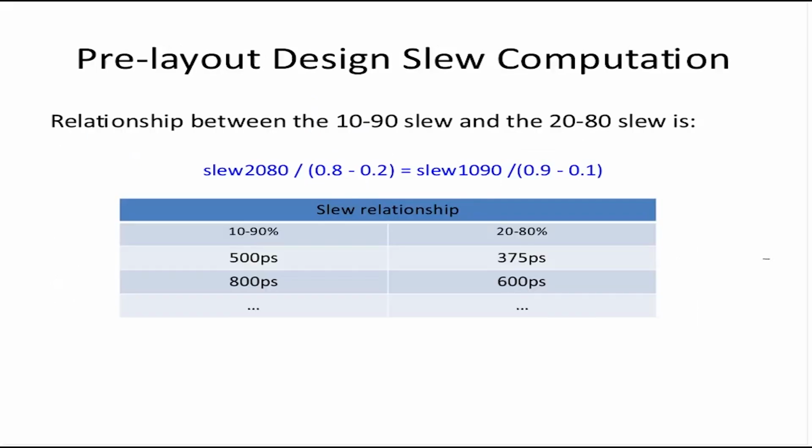This is a formula which tells what the relationship is between 10-90 slew and 20-80 slew. You can also do this yourself. A simple formula: slew 20-80 divided by (0.8 minus 0.2) is equal to slew 10-90 divided by (0.9 minus 0.1). So if you know the slew at 10-90, you can calculate the slew at 20-80. Obviously, the 20-80 numbers will be less than the 10-90 numbers, because the region between 20-80 is smaller than the region between 10-90.